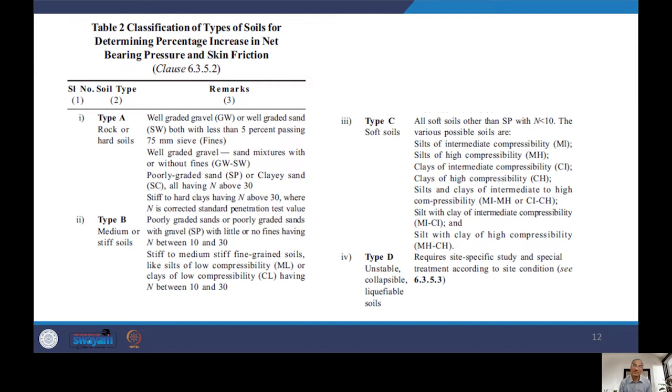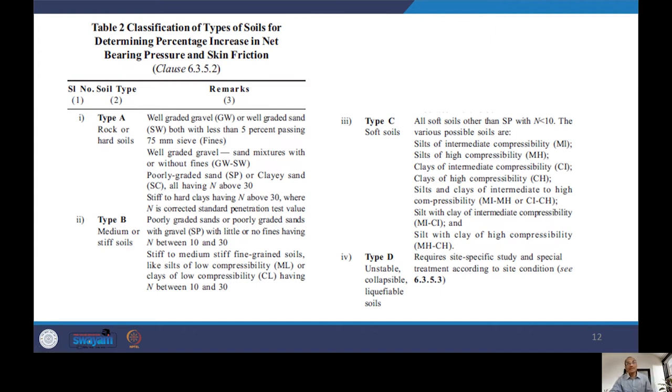But type C is applicable for all soft soils other than SP, which have N less than 10. In case of N values less than 10, the various possible soils are silts and clays of intermediate and high compressibility. So if you have intermediate or high compressibility, it will fall under type C. It could be silt or clay, so it could be MI, MH, CI, CH, or a combination of those. That will fall under type C, that is soft soil. Type D we have already discussed. So accordingly, whether your soil falls under type A, type B, or type C, you can determine the type to be used in table 1.